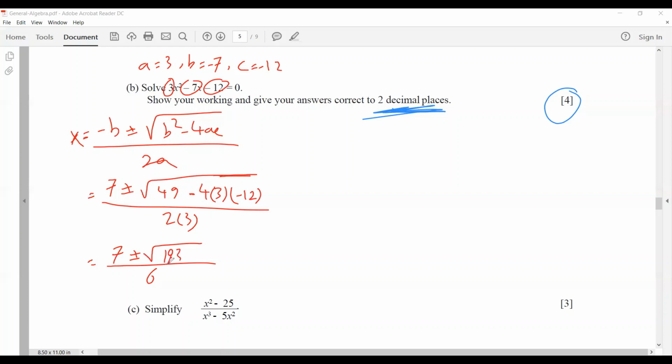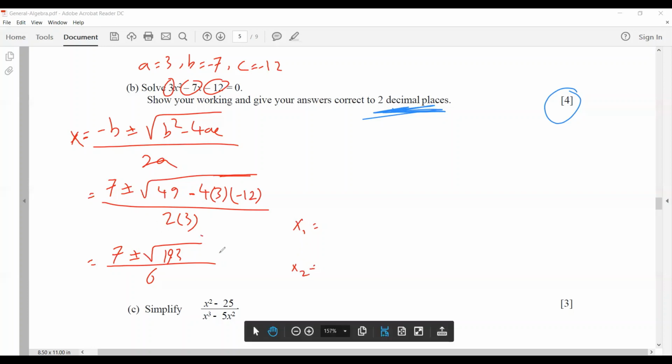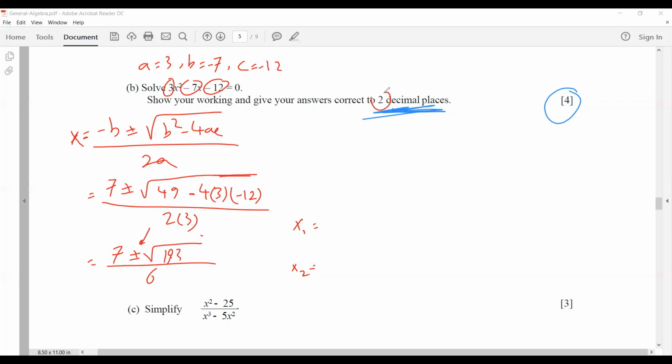Okay, now I have two x's, x1 and x2. So key in your calculator, one time you do the plus, the other one do the negative one. So we have (7 plus square root of 193) divided by 6. They ask for 2 decimal places. I get 3.48.